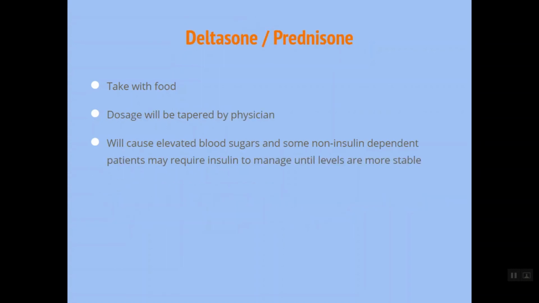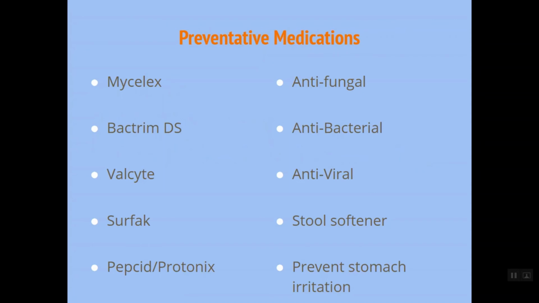Next, we have our steroids. The patient's going to get a high level of steroids initially postoperatively, and then we'll titrate down on the dose to PO prednisone. So they'll start IV, and then they're going to end up on PO prednisone. We want to make sure to give this with food. Dosages are going to be tapered by the physician. They will cause elevated blood sugars, and some non-insulin dependent patients may require insulin to manage these levels until they're more stable.